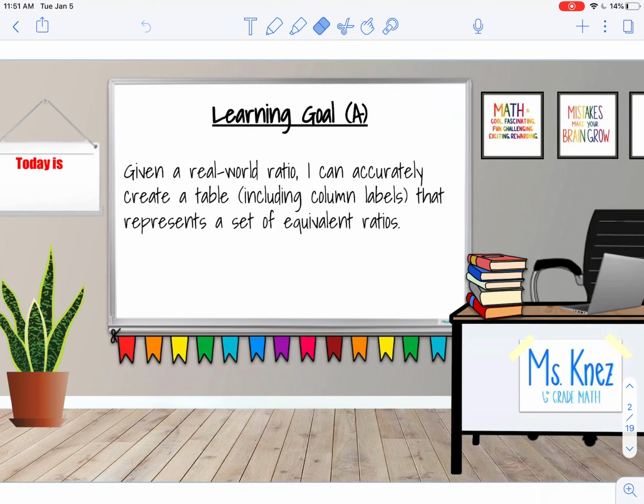Today's learning target is given a real-world ratio. I can accurately create a table, including the column labels, that represents a set of equivalent ratios.